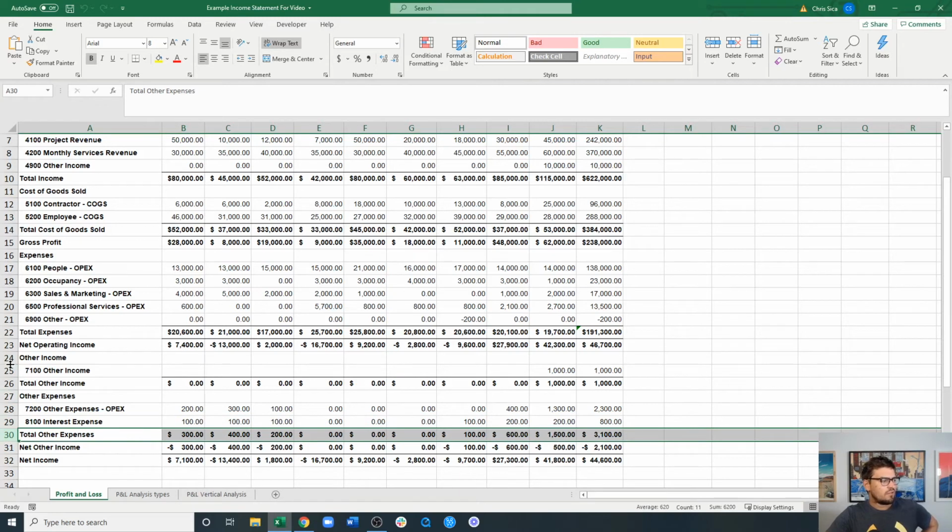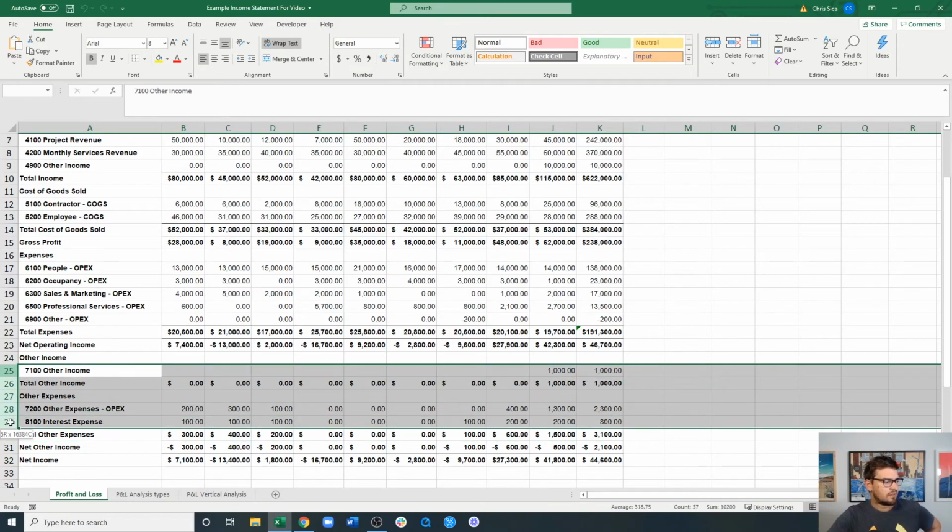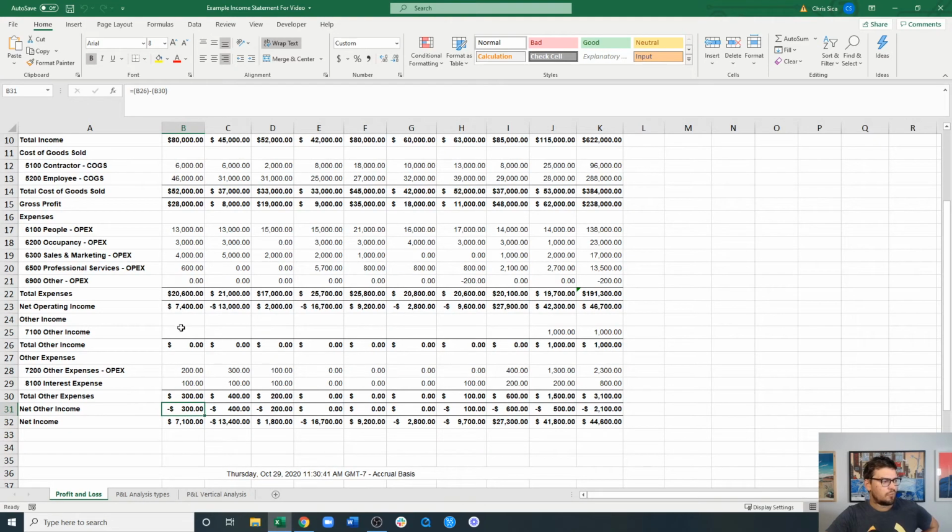After we've got all of our other income and other expenses, after we sum these up and we cancel out the other income and other expenses, that gives us our total net other income. And then that gets subtracted from our net operating income to give us our net income. This is our bottom line, as it were. Now, in most small businesses, net income doesn't tell the entire story. You still have to pay taxes on that net income. And oftentimes, owners take what's called a draw, meaning instead of paying themselves a salary, they pay themselves a draw.